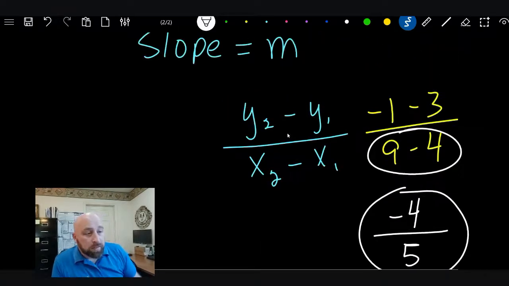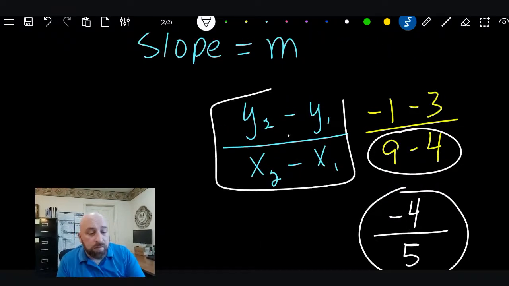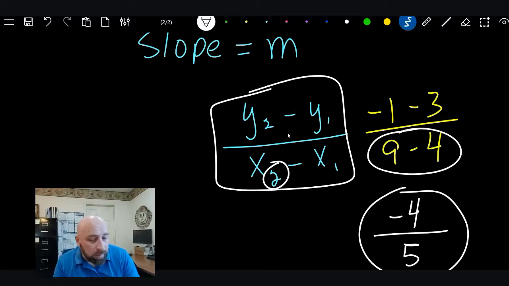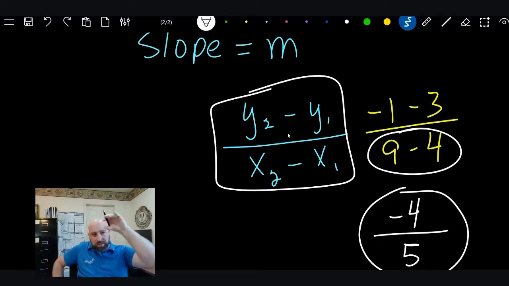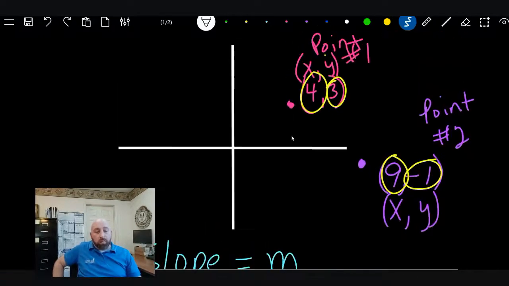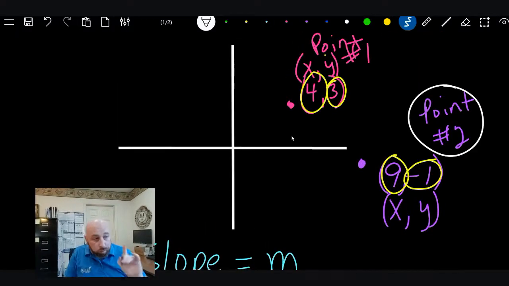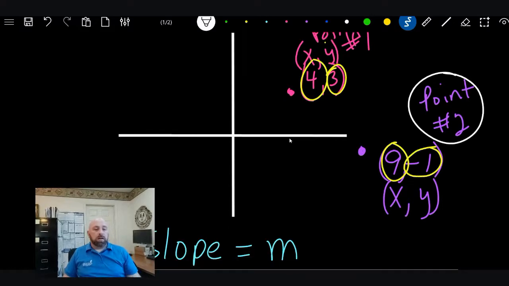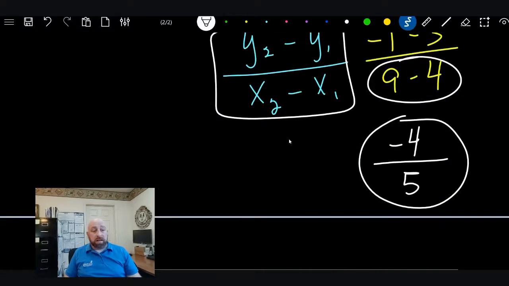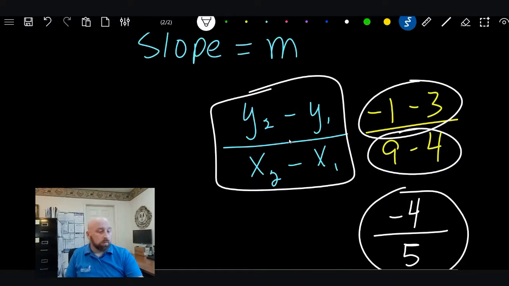So the formula is pretty quick and easy. You just need to memorize it: y2 minus y1 over x2 minus x1. Notice this is not squared. It's a subscript. It's underneath. It's not superscript, not the exponent thing. All that is doing is telling you that it's point 2. So use point 2 for those ones, and the other one is point 1. So plug it in, work it, do the math.